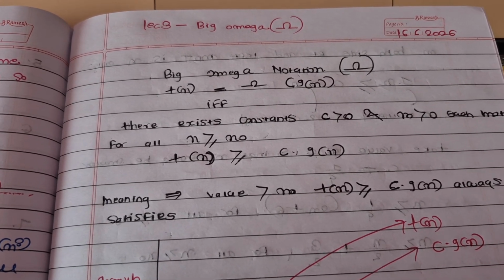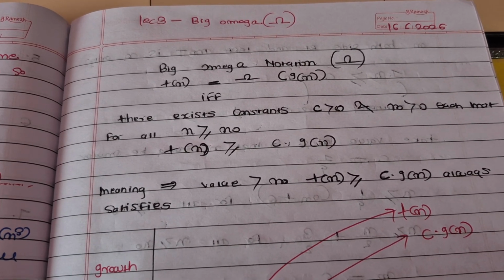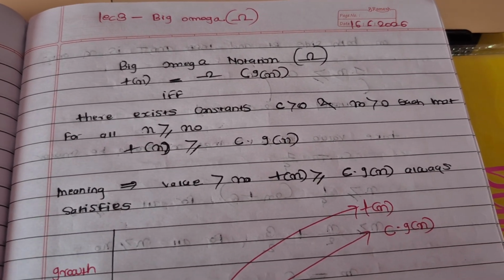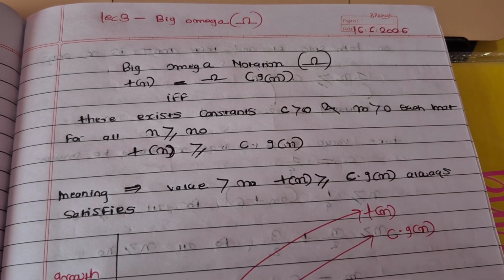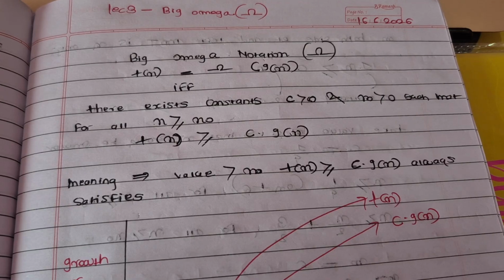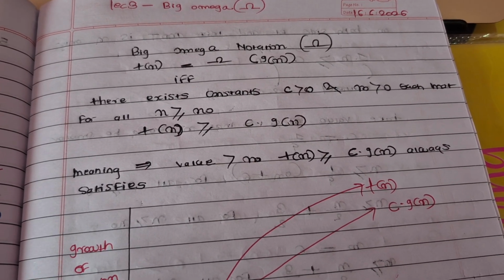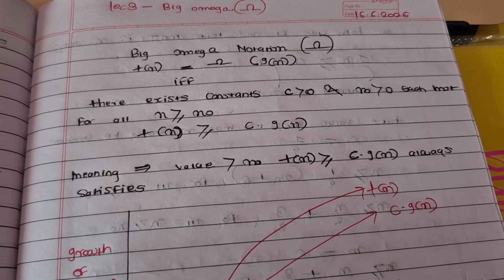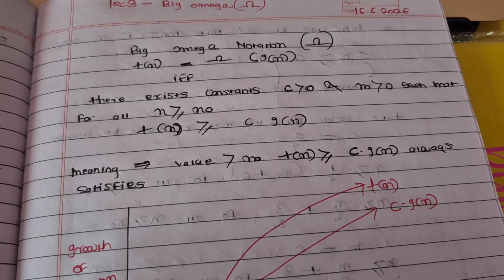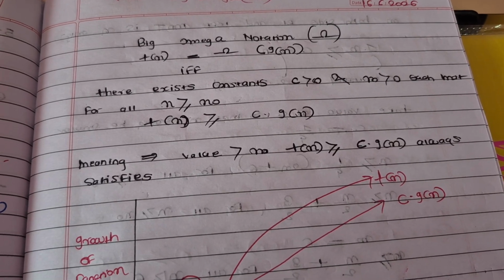The definition is T(n) is equal to big omega of g(n) if and only if there exist constants c greater than 0 and n naught greater than 0, such that for all n greater than or equal to n naught, T(n) is greater than or equal to c dot g(n). Always it satisfies this equation as soon as we get one value of n naught.